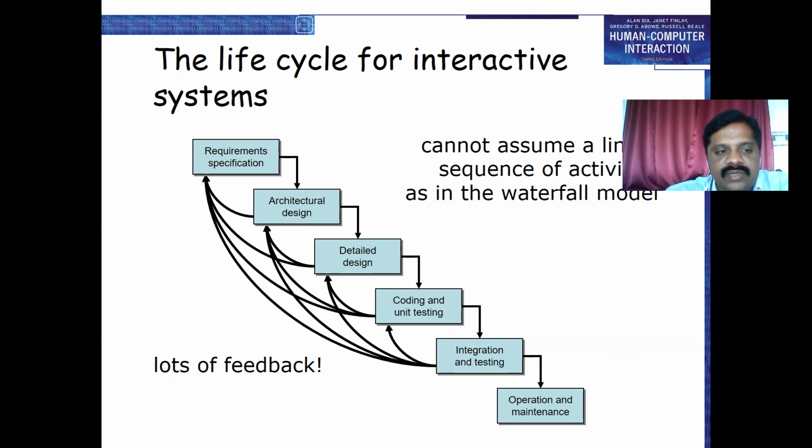Before that, we saw the waterfall model. In the waterfall model, we have only one phase connectivity: requirement to architecture, architecture to detail, detail to coding, like that. Here, every process or every stage can interact with the previous stages. So this is the interactive system.